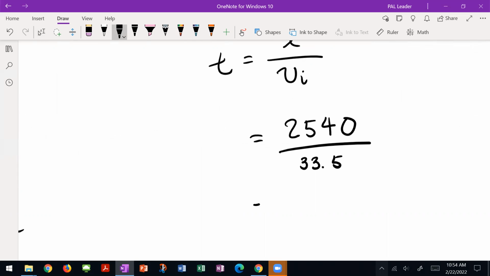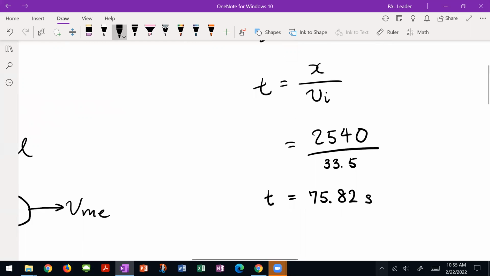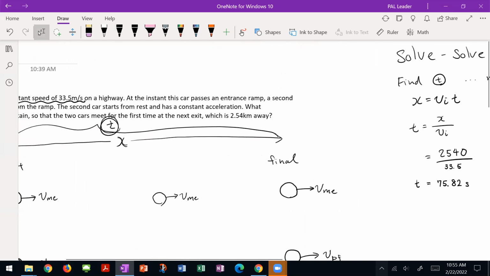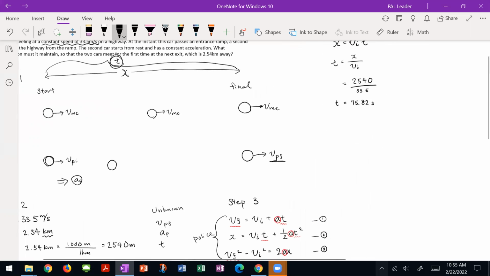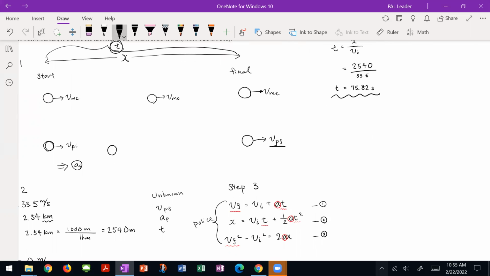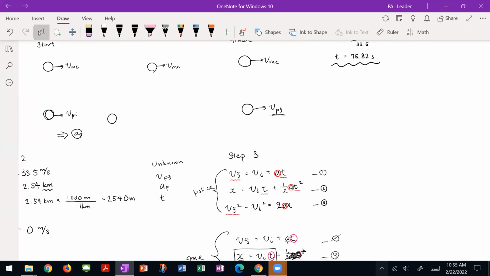I generally don't like to calculate until we're at the very, very end, but this is a case where you kind of have to. So 2,540 divided by 33.5 gives me 75.82. It's a long number, so I'm just going to cut it off here. Seconds. So now we know how long it took for not only us, but also the police car to go from start to finish. I can now use this value to plug into one of the kinematics equations of the police car. So let's go back here.